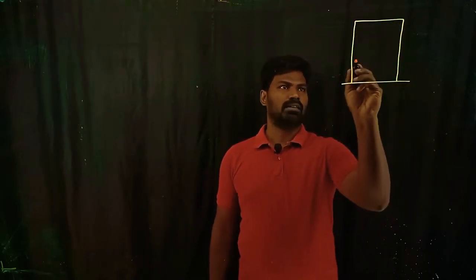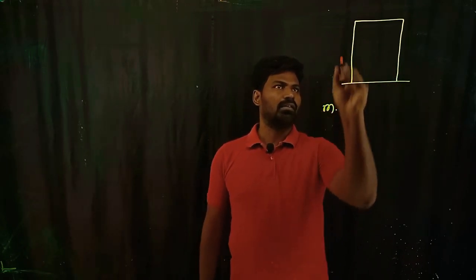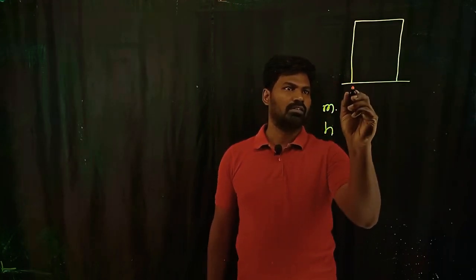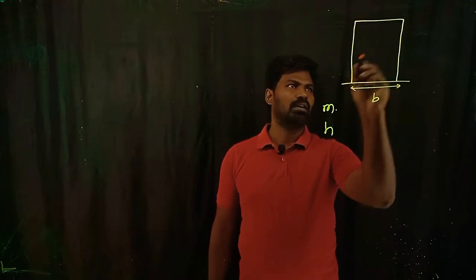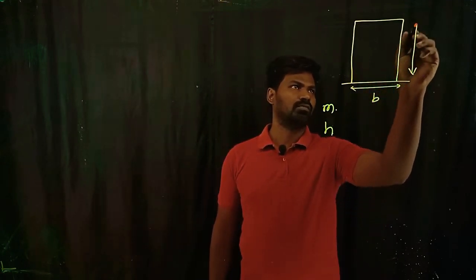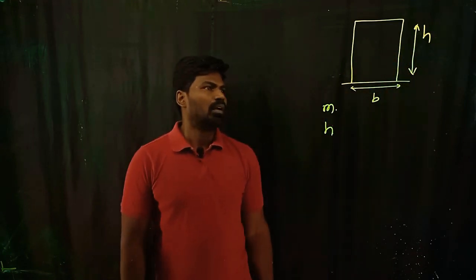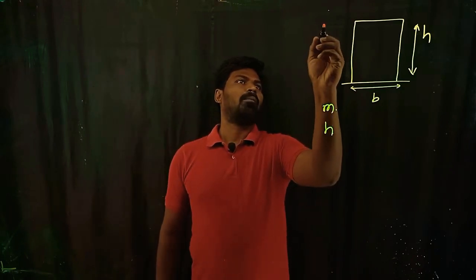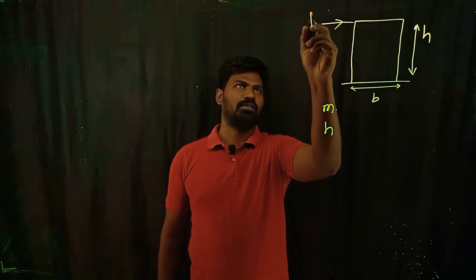of mass m, mass of the block I am taking as m, and let me assume the height of the block is h, and the breadth of this block I am taking as b. Now, if we assume that this surface has some friction also, I'm applying a force F on one of its top edges like this.